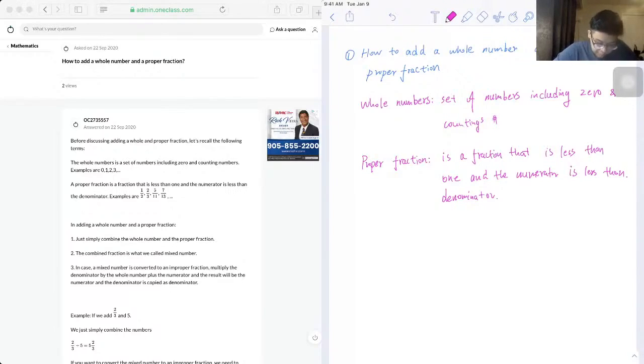So some examples could be 3 over 4, 2 over 3, 10 over 1,000, or let's say just 1 over 2 for now. Okay, so now we know what whole numbers are and what proper fractions are, so we can do our calculation.